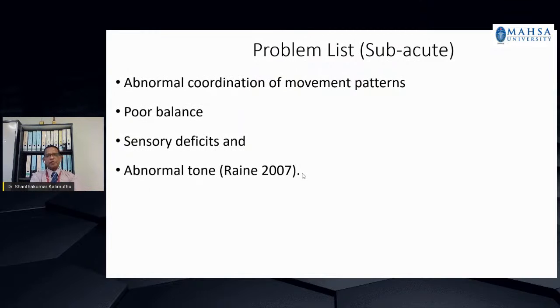The common problem list seen in the subacute phase: abnormal coordination of movement patterns, poor balance, sensory deficiencies, abnormal muscle tone.